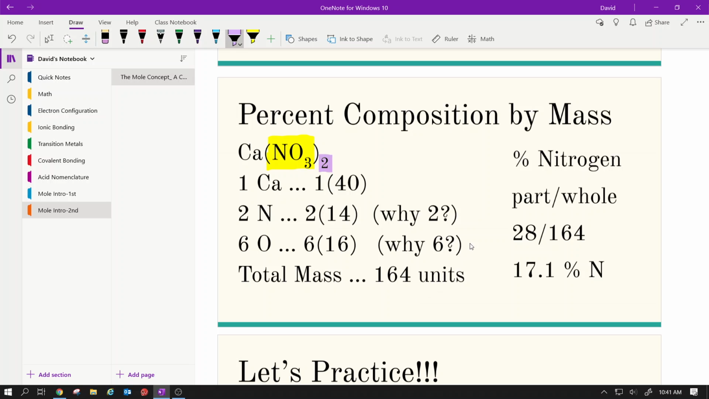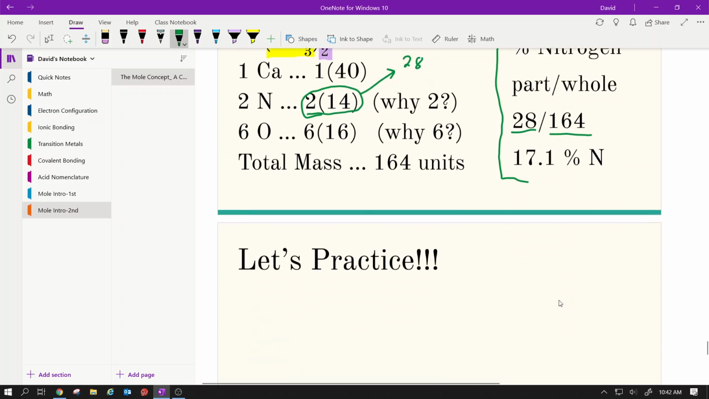Okay. So the percent nitrogen, well, remember nitrogen was 2 times 14. So that ends up being 28. So there are 28 units, AMUs, of nitrogen for every 164 AMUs of calcium nitrate. And when you do the math of part divided by whole, you will get 17.1% nitrogen. Excellent. All right, at this point it is practice time.